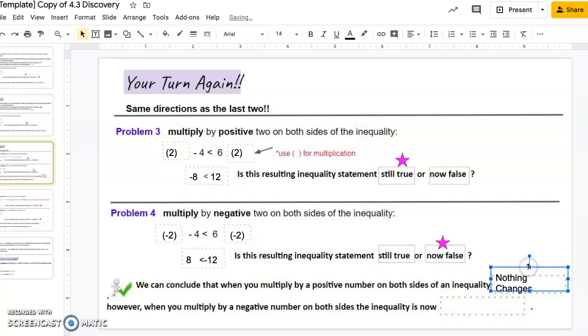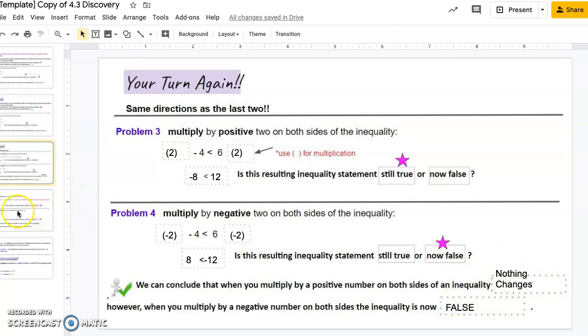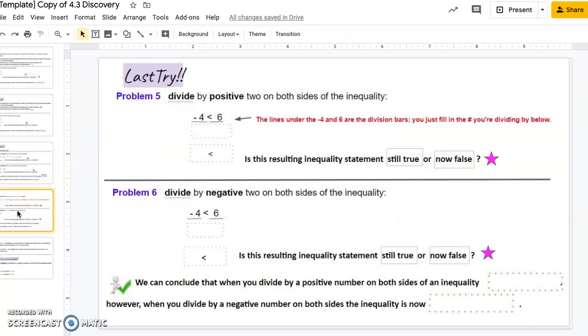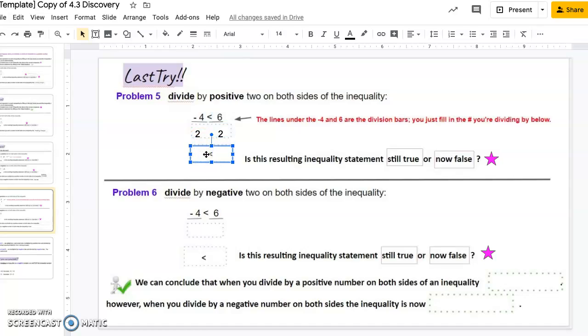Okay, however, on the next one, when you multiply by a negative number, it is now false or incorrect or not the right inequality, however you wrote that. Okay, and now on the last slide, we are dividing. The first one, we're dividing by a positive 2 on both sides. So we have negative 4 divided by a positive 2 is a negative 2. And 6 divided by a positive 2 is a positive 3. Negative 2 is less than 3, so that is still true.